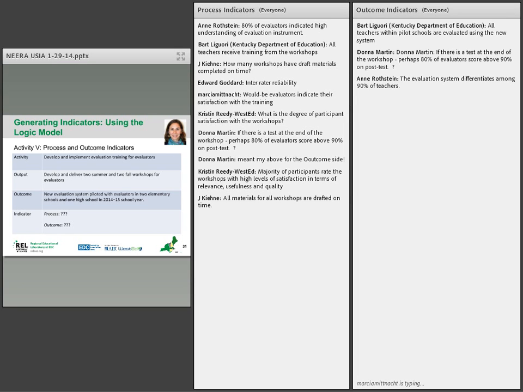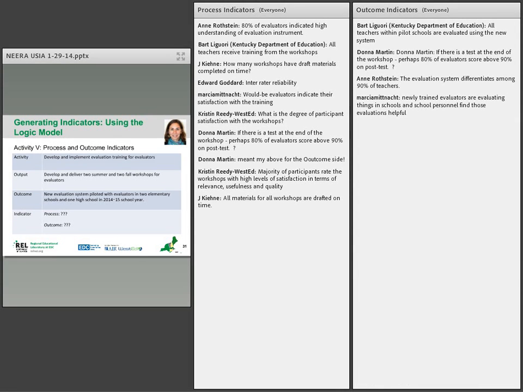And with that, we've got another one here. Majority of participants rate the workshops with high level of satisfaction in terms of the relevance, usefulness, and quality. So that's interesting. So that could be an outcome or a process indicator. It depends on how you think about it and what your outcome is in this particular example.